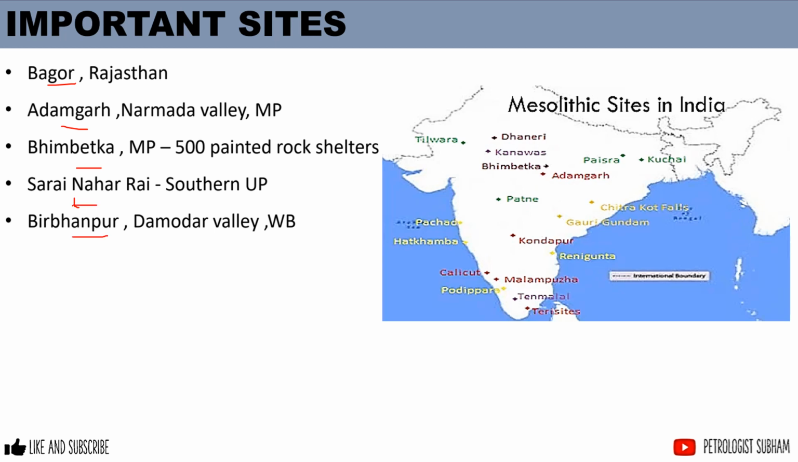Important sites are Bagor in Rajasthan, Adamgarh in Narmada Valley, Bhimbetka again, Sarai Nahar Rai, and Birbhanpur. Now there can be a question which can be asked, like which of these particular sites have been related to the Mesolithic as well as the Paleolithic age, right? Then your answer should be Bhimbetka, right? Bhimbetka दोनों में discuss किया गया, okay?